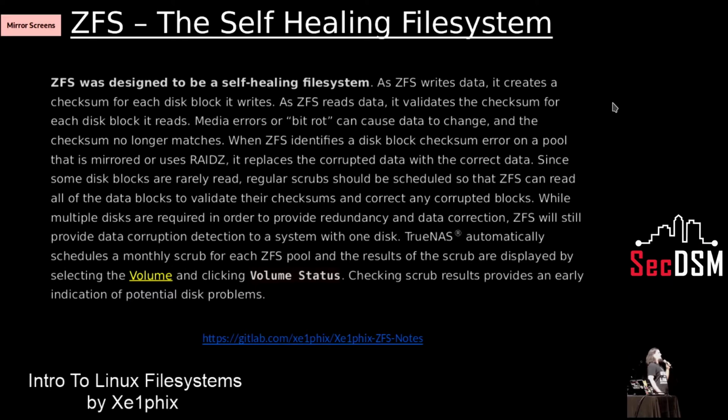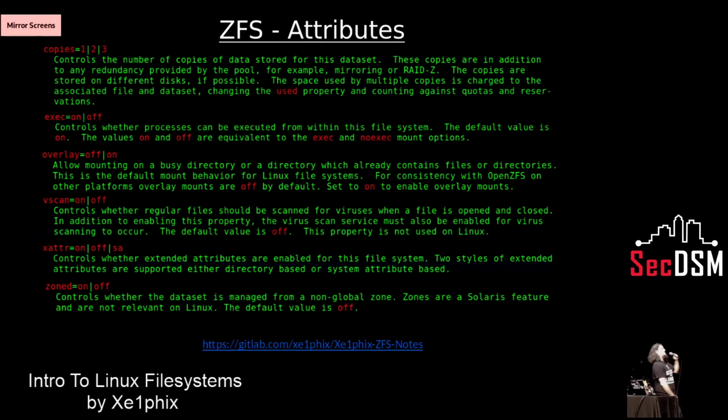One of the really intriguing things about ZFS is that it's self-healing. It checksums everything, and it's able to correct different blocks. It prevents bit rot and things like that. This is from the file system documentation. I forgot to put that link in there. But here are some attributes about ZFS. You can create multiple copies, so if something becomes corrupt, you're able to use another copy and correct it.